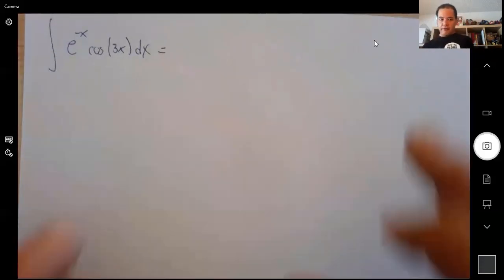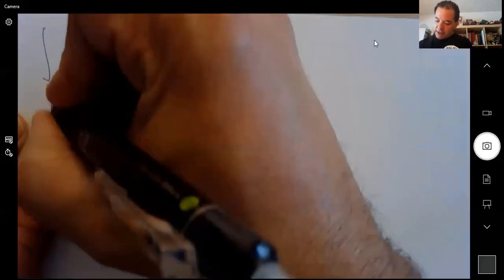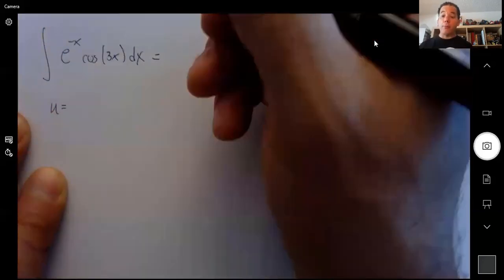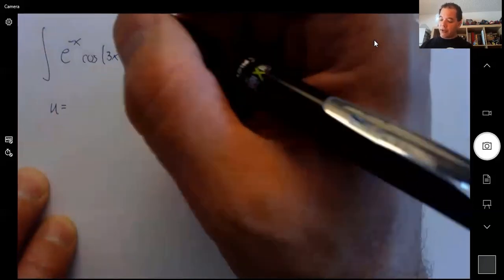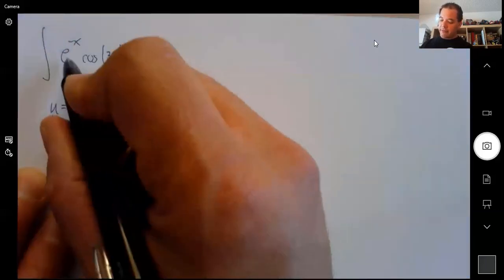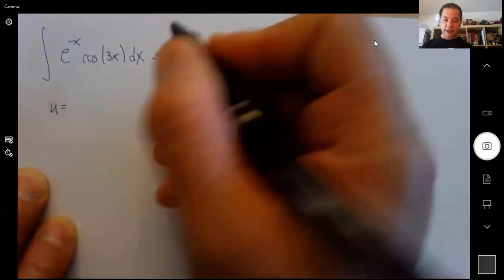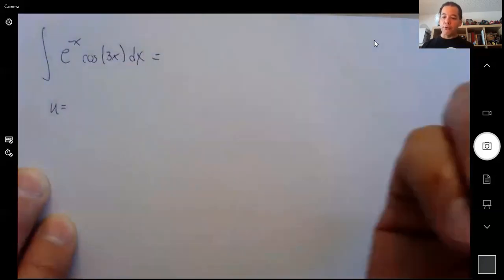So here's how we can do it. We pick u either way. Both ways work here. You can pick u as e to the -x, or you can pick u as cosine 3x. It's really up to you. Both of them will work.